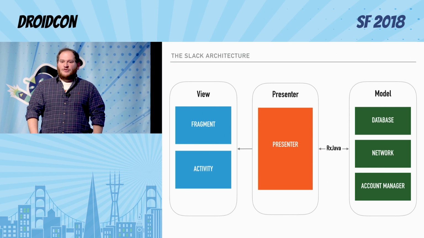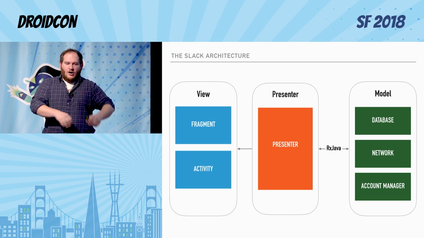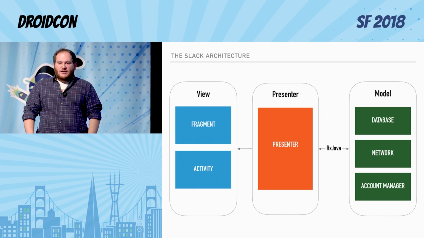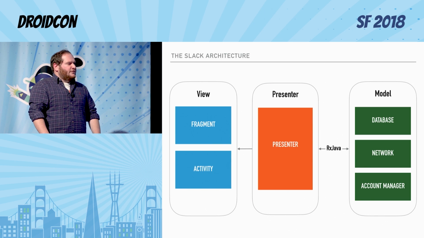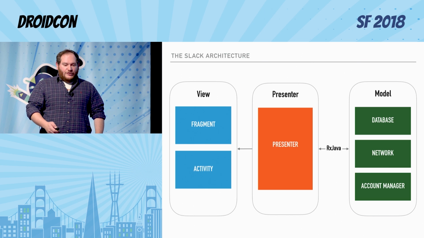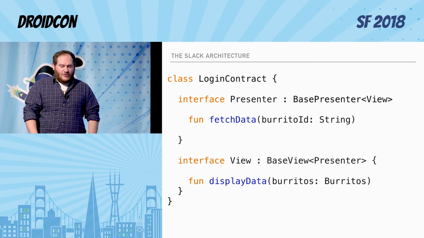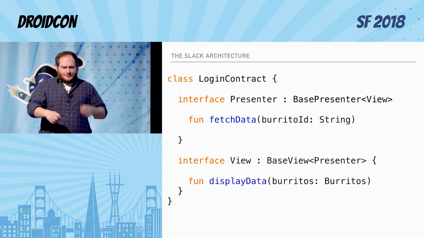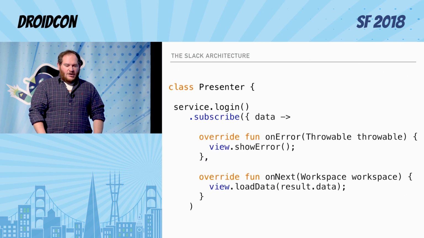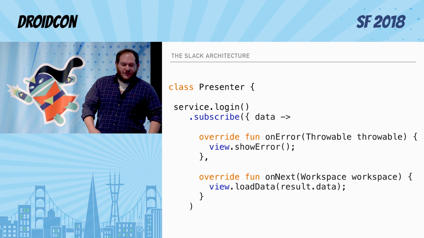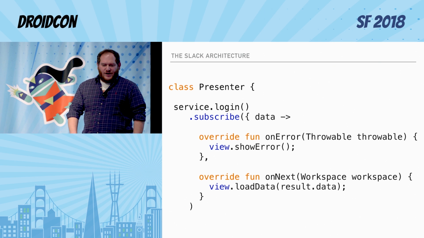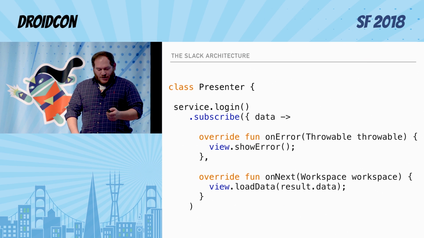We use RxJava. We expose observable interfaces to our model layer, which could be a database, could be network, could be UFOs. It doesn't really matter. And so we get a lot of presenter contracts that look like this. And under the hood here in the presenter, we're doing Rx. So in your presenter, you have a lot of things that look like this: you have a service, maybe a login service, and you're subscribing to it, and you have onError and onNext.